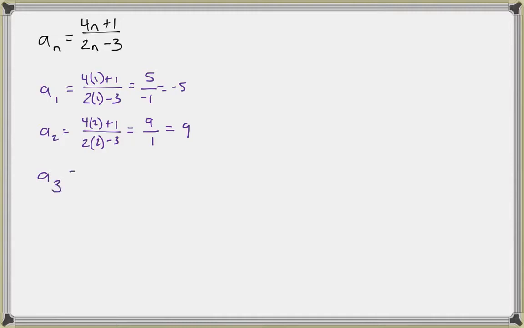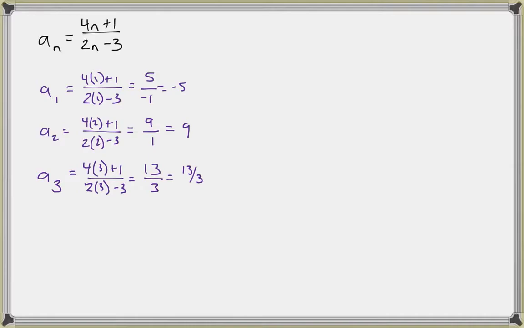And then we plug in a 3, and we could say then our third term is 12 plus 1 is 13 over 6 minus 3 is 3, and that's not really going to reduce at all, so we'll just leave it right there. We could turn it into a mixed number if we wanted to, but that's harder to type in for our answers. So we would just leave it right there.